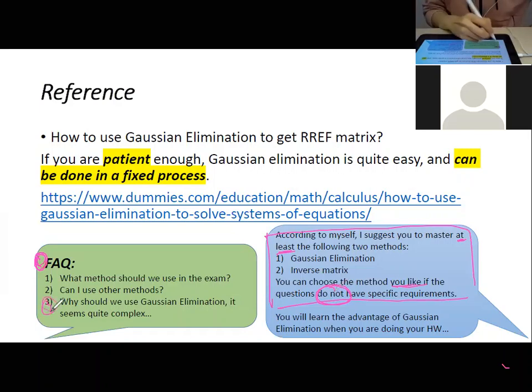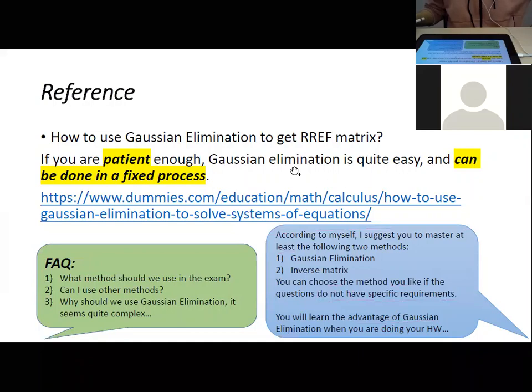And for the third question, some students ask why we should use Gaussian elimination. It seems quite complex. Actually, I cannot illustrate it very clearly now. I think you will know it soon by doing your homework 1, and you will learn the advantage of using Gaussian elimination. That's all for question 1. And now we move to question 2.